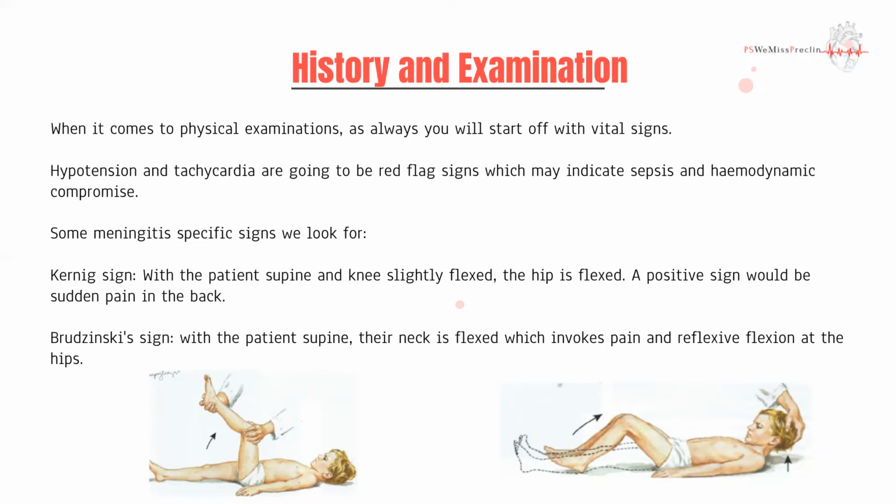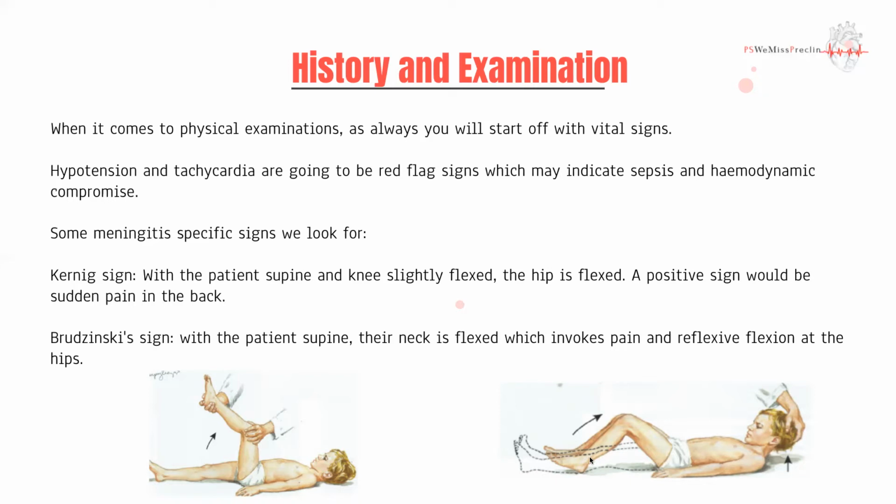In addition to the rash that I talked about, some meningitis-specific signs and tests that you can do include the Koenig and the Brudzinski sign. So they are both based on the same principle, just two halves of the same coin, two sides of the same coin. So let's start with the Koenig sign. What you do is you have the patient lying supine with the knee slightly flexed, and then you flex the hip further. And the positive sign would be if they have severe pain in the neck or in the lower back. With the Brudzinski sign, you flex their neck, and that triggers pain in their back.